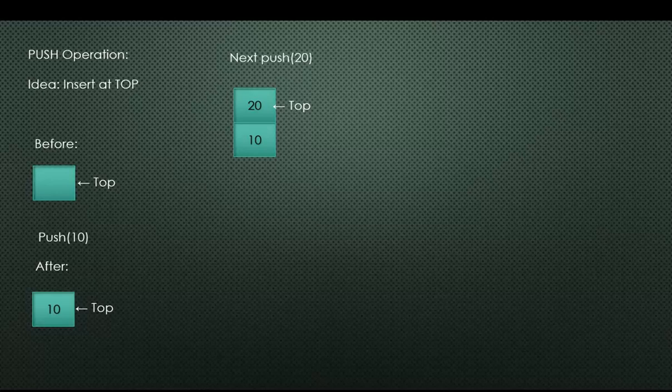Look at the top pointer. Top was pointing to 10. Now top is pointing to 20. It is getting incremented by 1, right? It is pointing to 20. Push always adds an element at the top. Now let us try to delete an element using the pop operation.